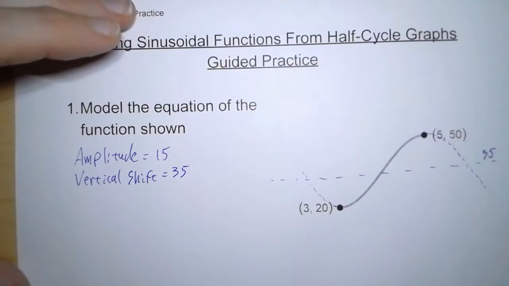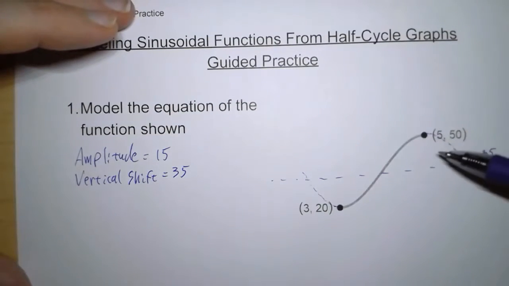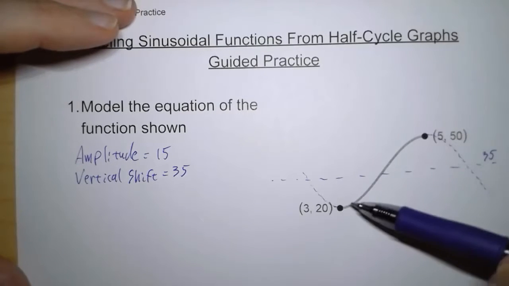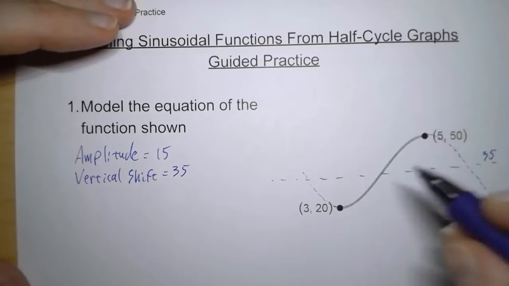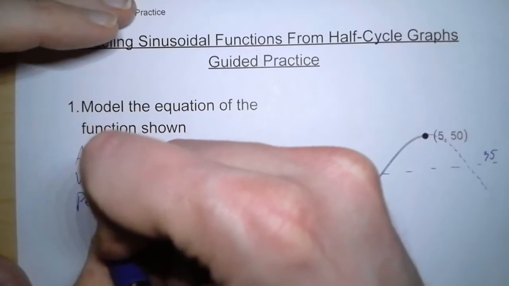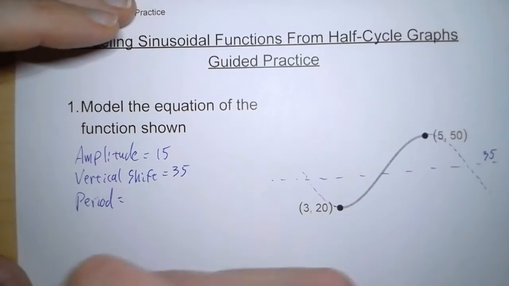Now, the key thing is that this is a half cycle. So we're looking at the x value from 3 to 5. This is a length of 2. So since this is a half cycle, the full period is going to have a length of 4.